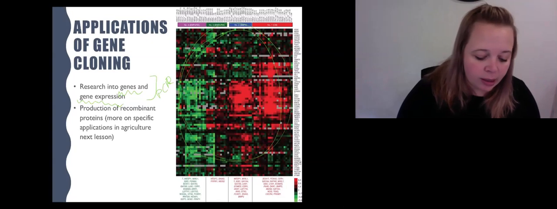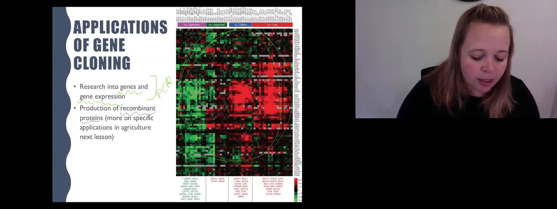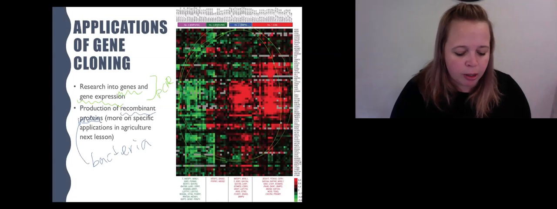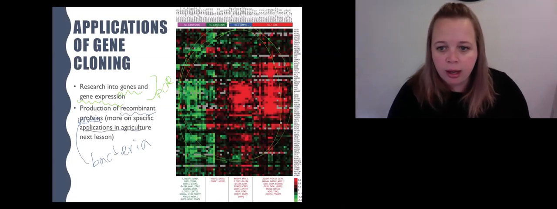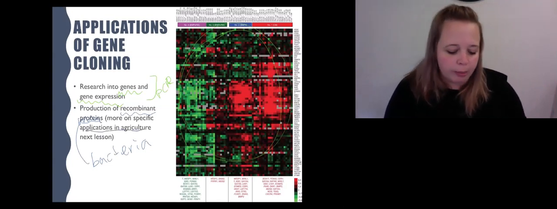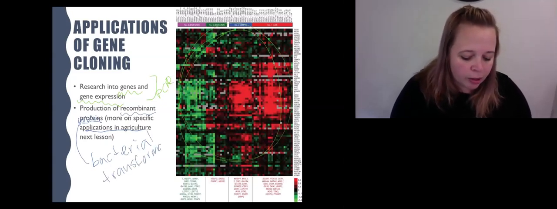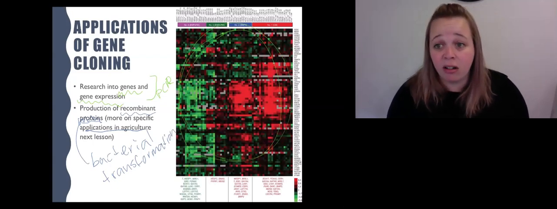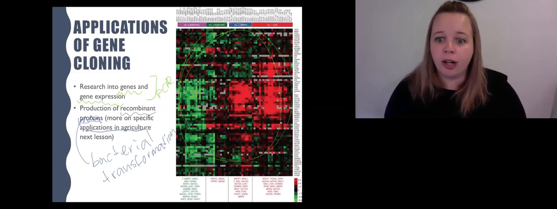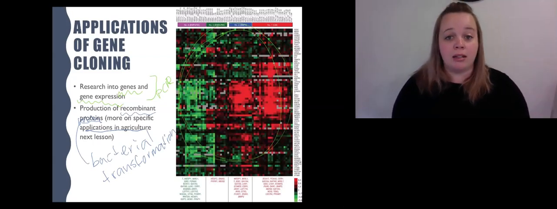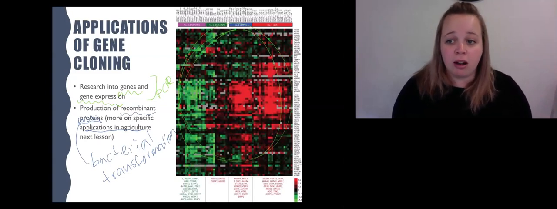The second application is producing recombinant proteins, or recombinant bacteria would be better. We'll talk more about that when we talk about the applications in agriculture. This is where you are doing bacterial transformation, one of those big ones. We use it a lot in agriculture for passing on traits and delivering genes and many copies of those genes to a plant so that it produces a particular protein that we're interested in. And that's all you need to know about gene cloning.